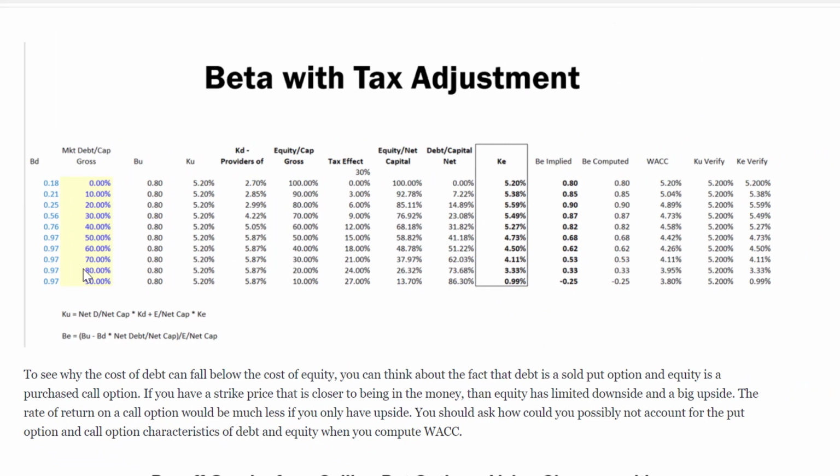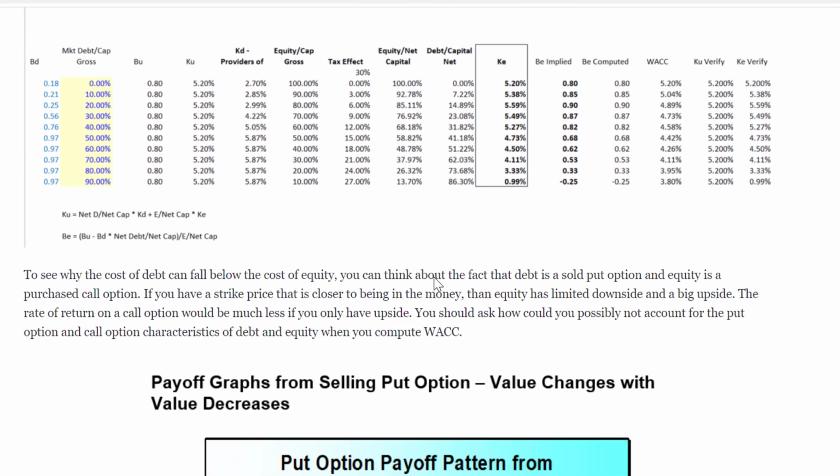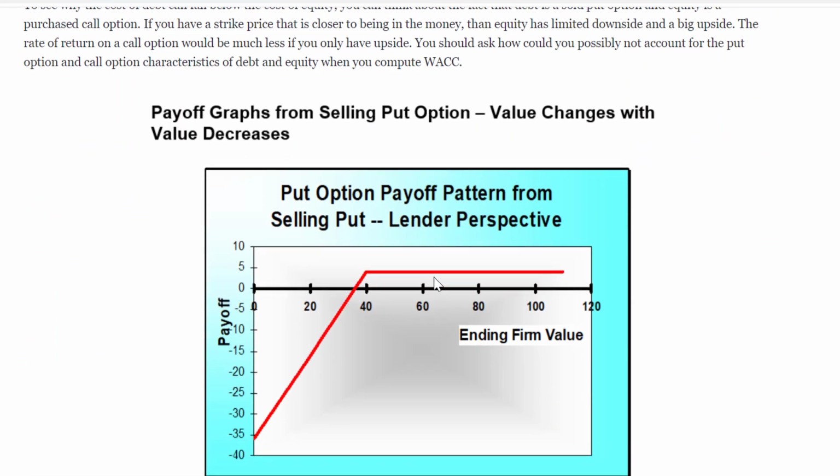So this is another example where I have, where's the debt beta? Here's the debt beta going up and the equity beta going down, and you can put this all together with the taxes. But here's what you should remember. When you have debt, it is like a sold put option.